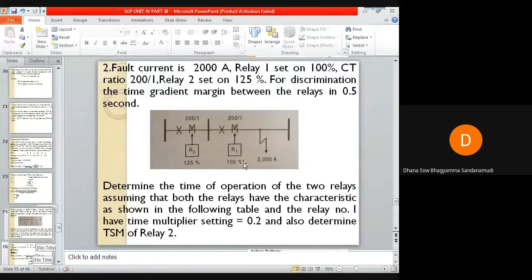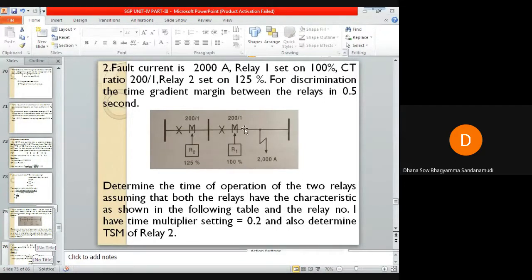Relay 1 is set on 100%, and relay 2 is set on 125%. So the current setting of relay 1 is 100%, and the current setting of relay 2 is 125%, and the CT ratio is given, that is 200:1. It means the primary current of the CT is 200 amperes and the secondary current of the CT is 1 ampere. You can see here 200:1, 200:1.